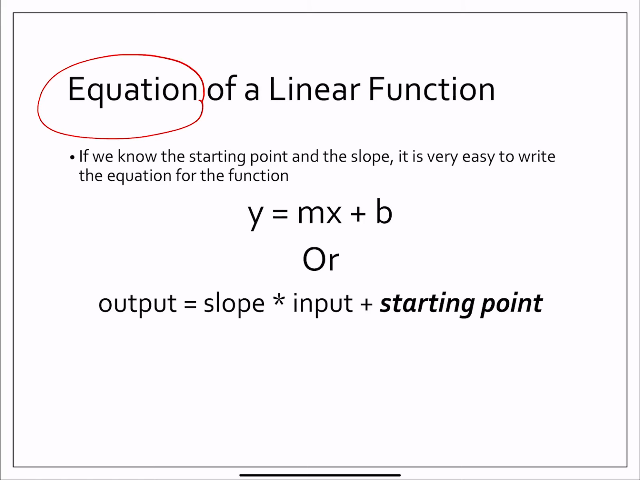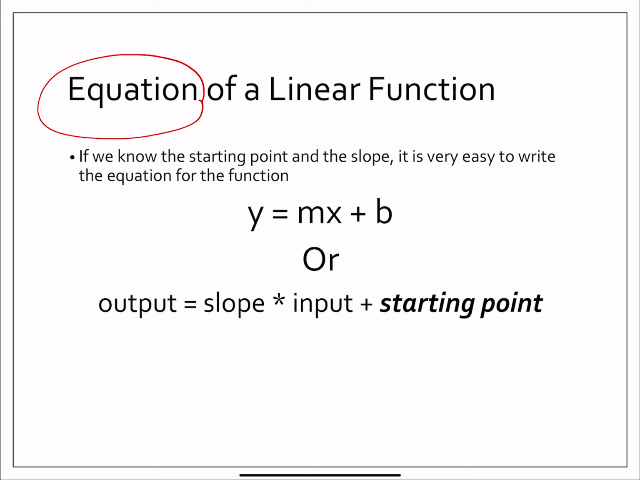Now, what an equation lets us do is plug in any value for an input and easily find the output. If we had to go through graphing it every time, or counting it up each time, that would be very inconvenient. So we use an equation as a quick way to find the output. We choose the input and we find the output.